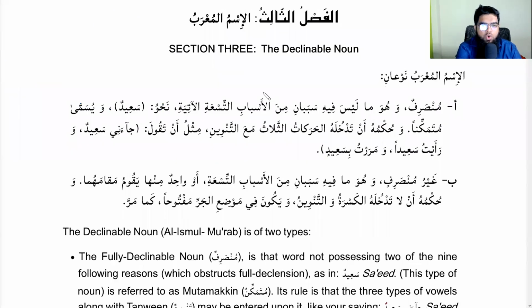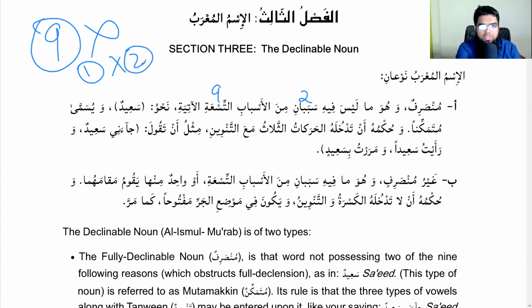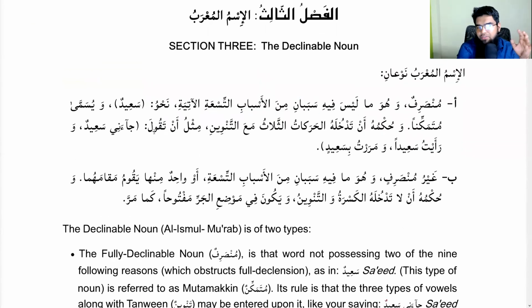So he said there are no 2 reasons min al-asbab tisati, out of the 9. So out of the 9 which we are learning, there's nothing in it, or there's only one in it, which is not strong enough. There's no one strong reason. Or there are no 2 reasons. So these are which fall out of the 9 reasons. Nahwu sa'idun, for example, sa'id. So he gives this definition.